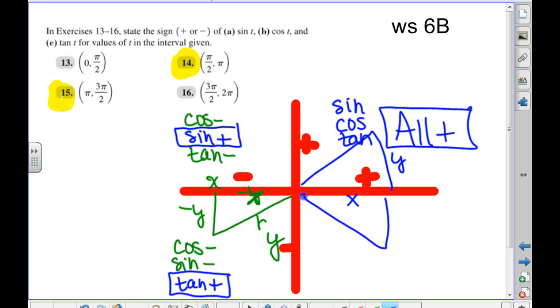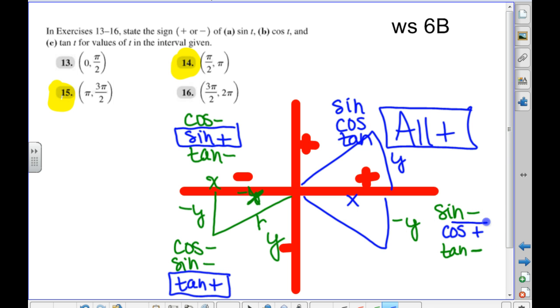And what about over in this quadrant? It's just above the quadrant 2. This is a negative y. Well, which one deals with opposite or y? So the sine is negative. The cosine is x, which is positive. And the tangent? Tangent is y over x, or opposite over adjacent, so it is negative.